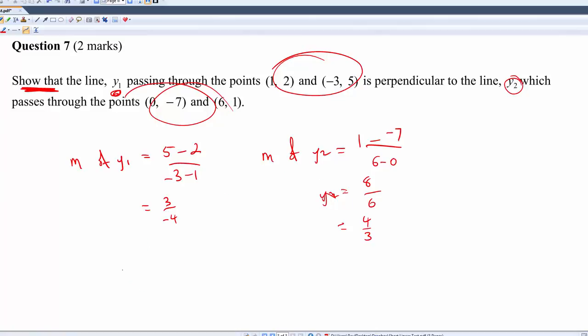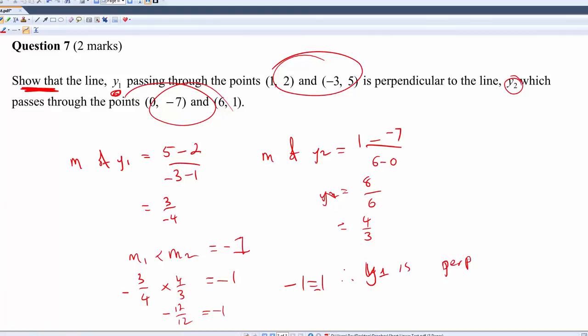Now we're going to go m1 times m2, and it should be negative 1. We've got 3 on negative 4 times 4 on 3 equals negative 1. 3 4s are 12, 4 3s are 12, so I've got negative 12 on 12 equals negative 1. Negative 12 on 12 is the same as negative 1, so negative 1 equals negative 1. Therefore, we'll say y1 is perpendicular, excuse the writing, to y2.